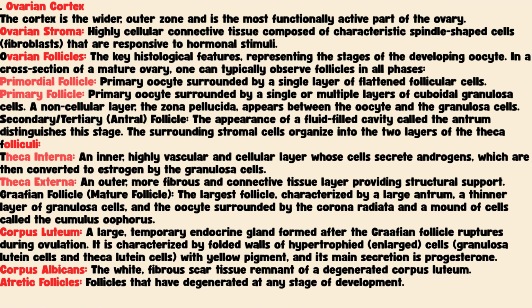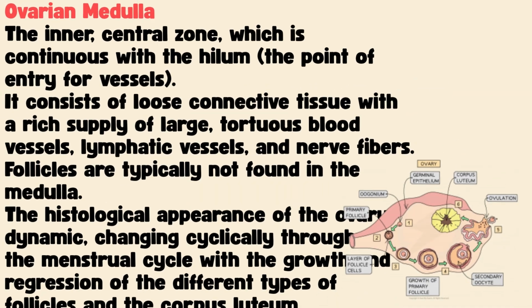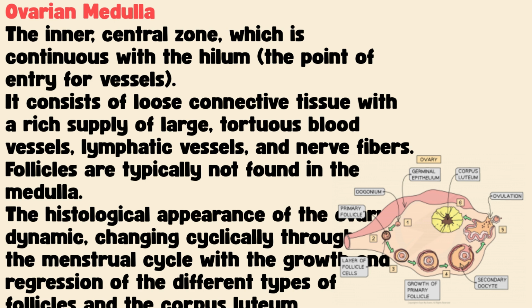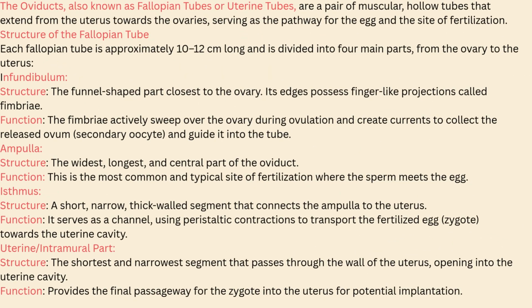Now we'll see here the oviduct, fallopian tube or uterine tube. These are a pair of muscular ducts lying horizontally over the pelvic cavity. The proximal part of the tube lies closely to the ovary and distally it opens into the uterus. Each tube is 10 to 12 centimeter in length. It is internally lined by ciliated epithelium.